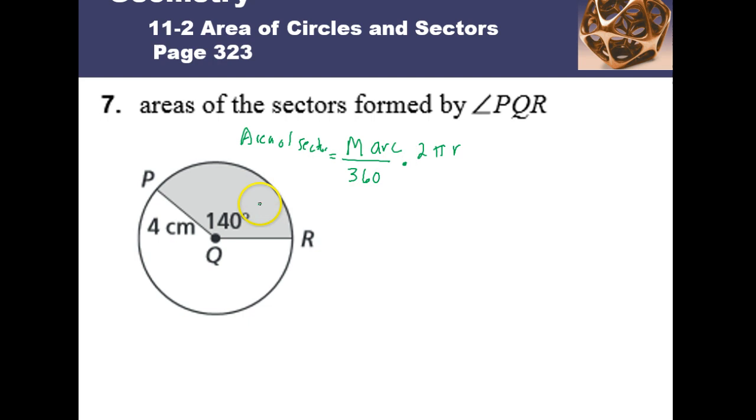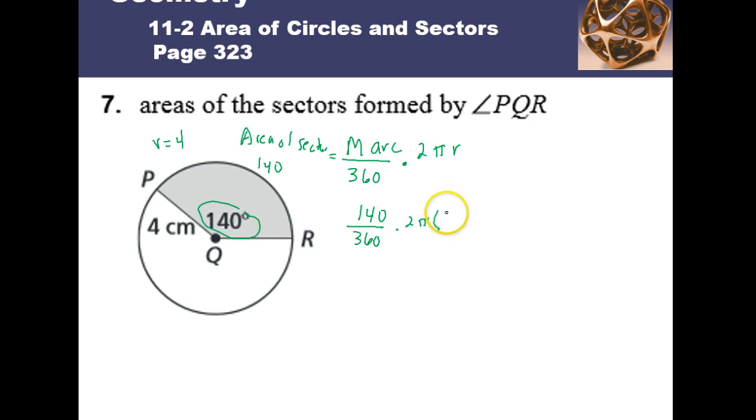Okay, so the measure of the arc, so the angle is 140, so that means the arc is 140. And the radius is 4. So we want to find the area of the shaded region here, so I'm going to do 140 over 360 times 2 pi r.